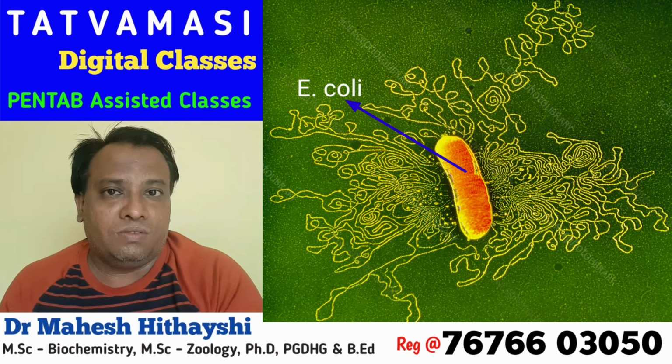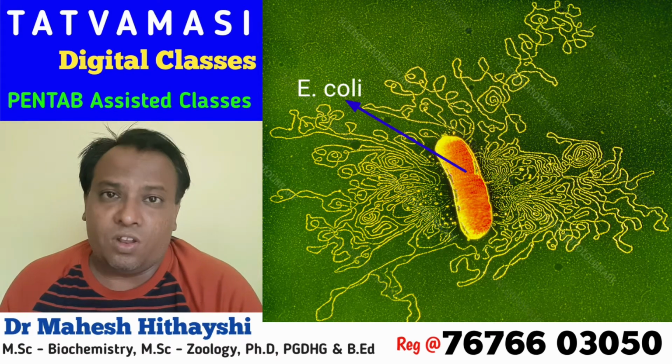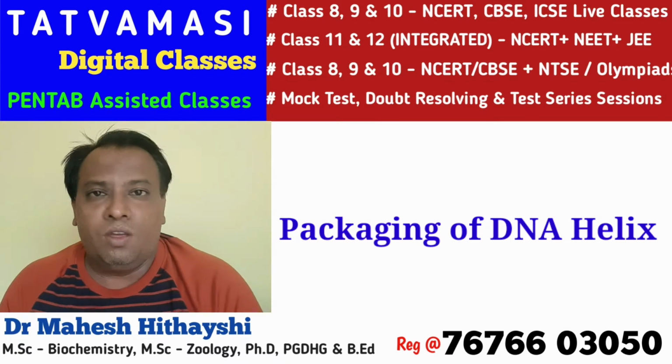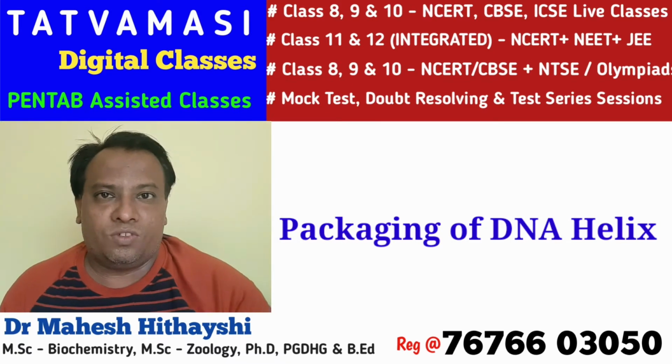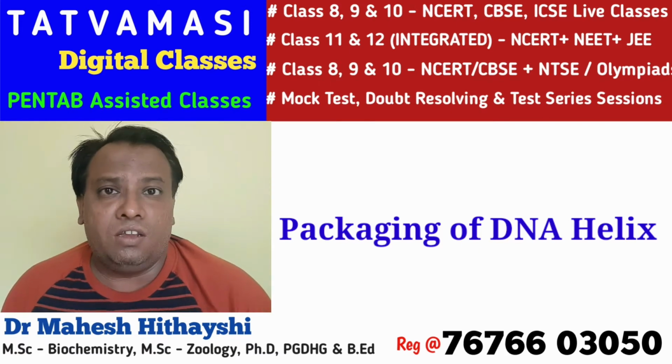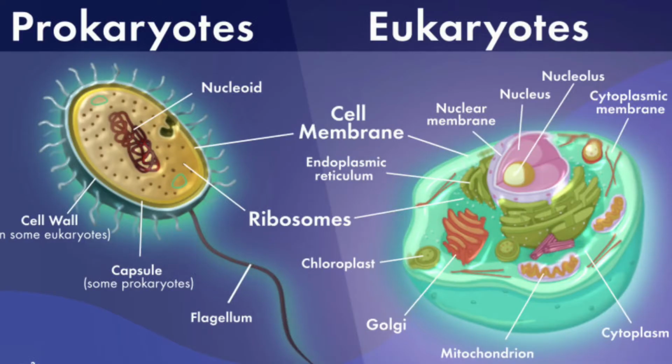How is it possible? This is Dr. Mahesh. Today we are going to discuss the packaging of DNA helix in both prokaryotes and eukaryotes. Based on the nucleus, we classify cells into two types, prokaryotic cell and eukaryotic cell. Pro means primitive, karyota means nucleus. An example of a prokaryote is E. coli cells or bacteria.